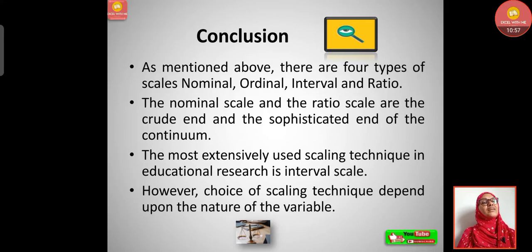The nominal scale and the ratio scale are the crude end and the sophisticated end of the continuum. The most extensively used scaling technique in educational research is the interval scale. Obviously, we mostly use the interval scale only. However, the choice of scaling technique depends upon the nature of the variable. Obviously, whichever variable you are choosing, based on that we can decide which scale to apply.